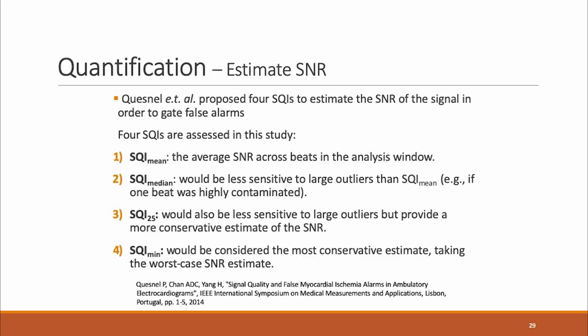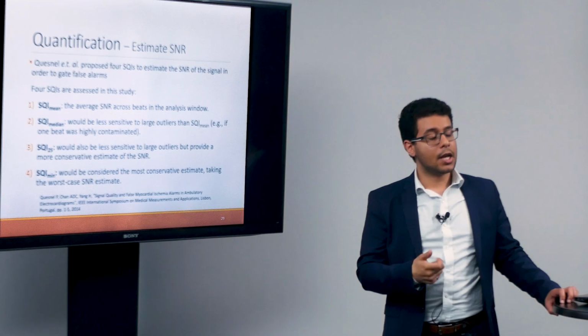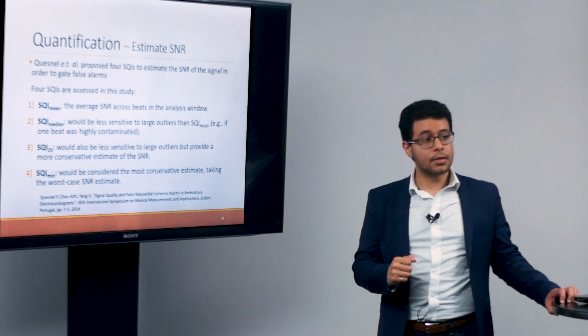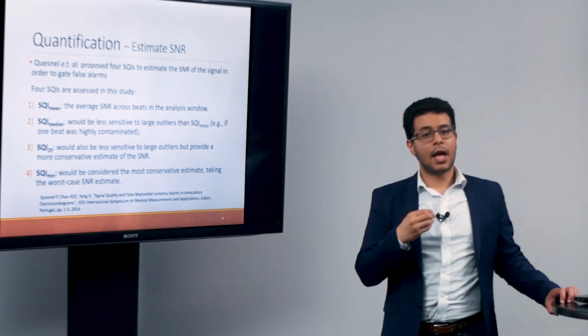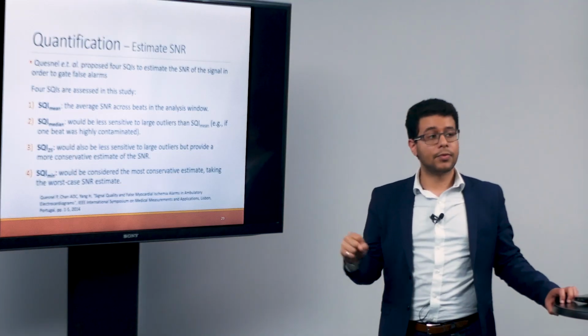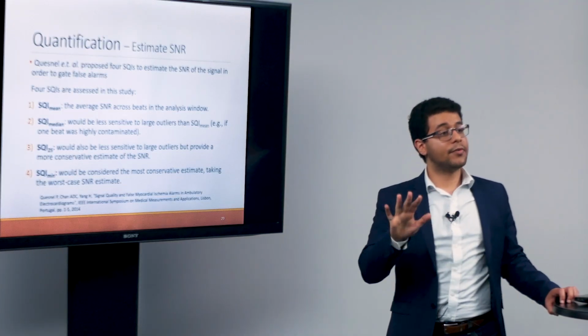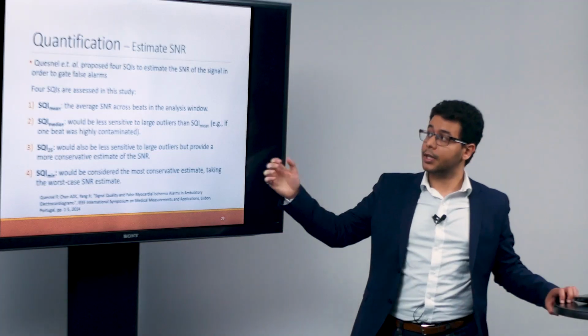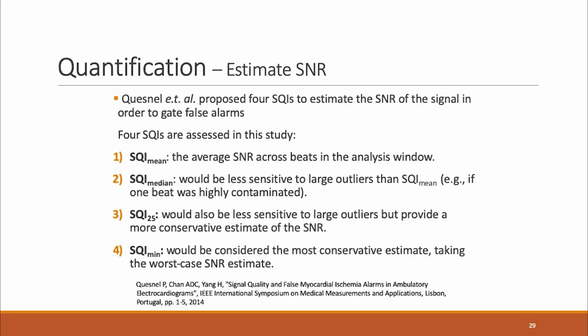And just a little bit of context, this is the signal quality, or the average SNR, over a window of ECG. So let's say we have a window of 30 seconds. How can we best estimate the SNR of that window? We're gonna take the mean of the SNRs that have been calculated for every single beat in that window, in the case of ECG here. The median is the median SNR, and then we have the 25th percentile and the minimum.